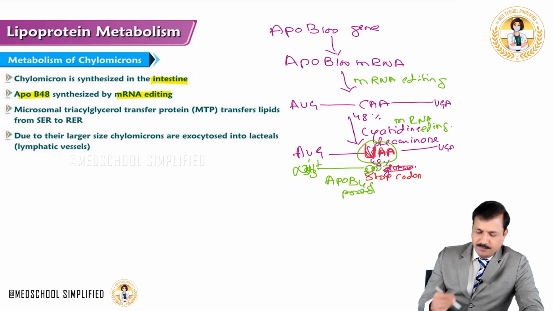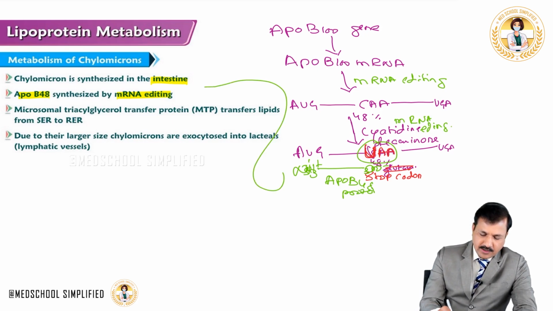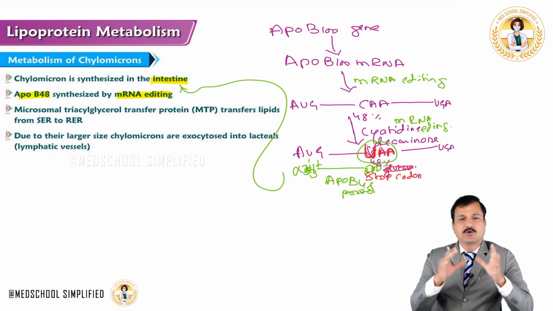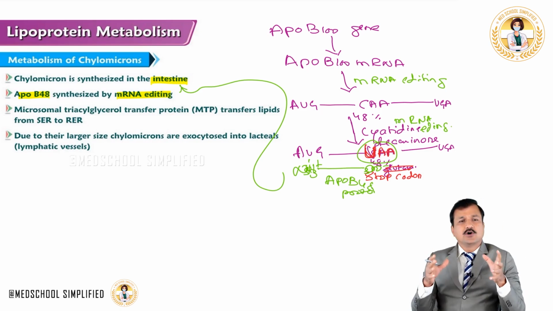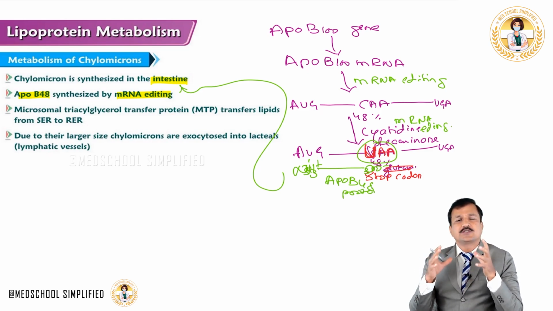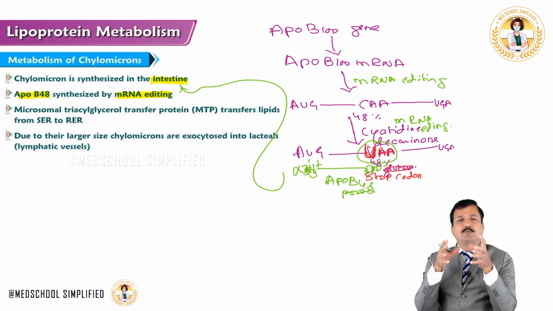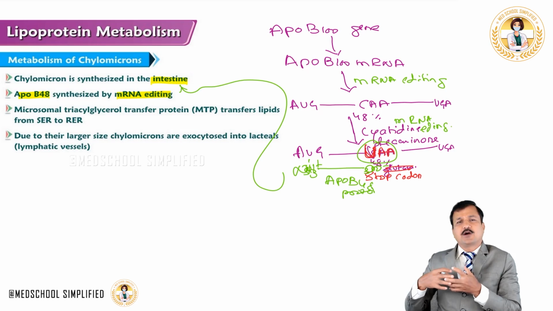This is how Apo B-48 is synthesized in the intestine, and it is used in the synthesis of chylomicrons. That's what mRNA editing is, and that's what you must understand. So chylomicrons are synthesized in the intestine using Apo B-48 protein, which is synthesized by mRNA editing. Once we have Apo B-48, it is used to load all the lipids that are absorbed from the diet.